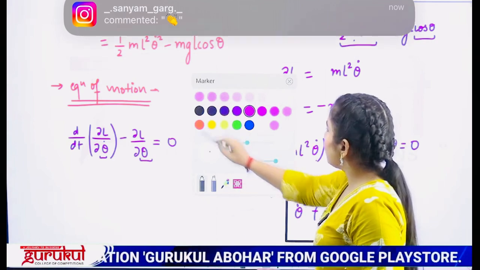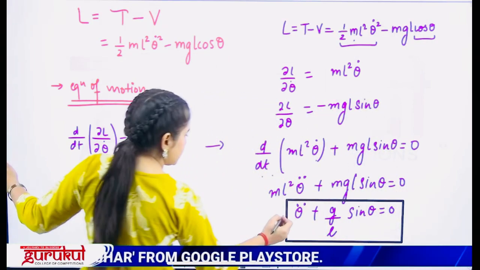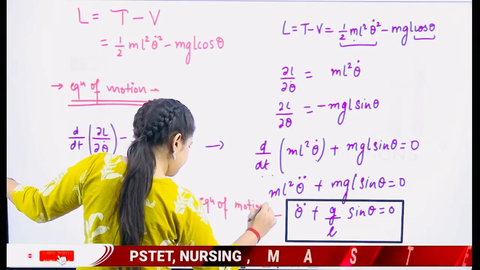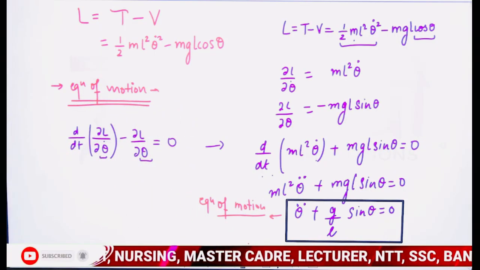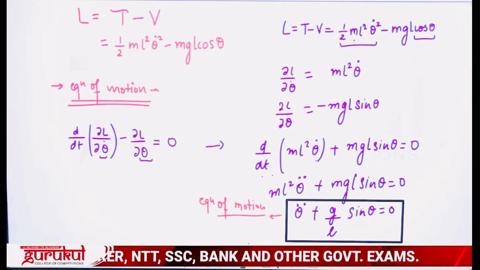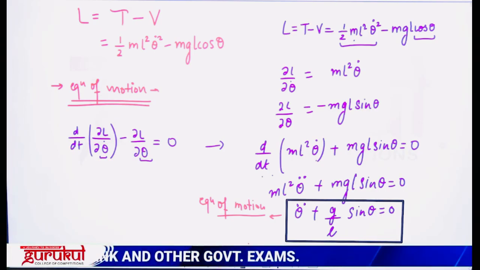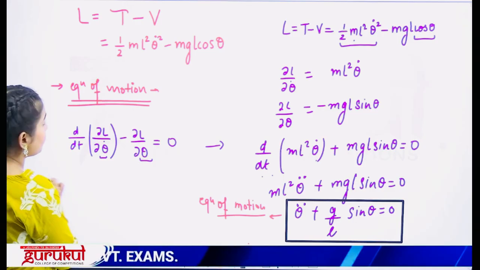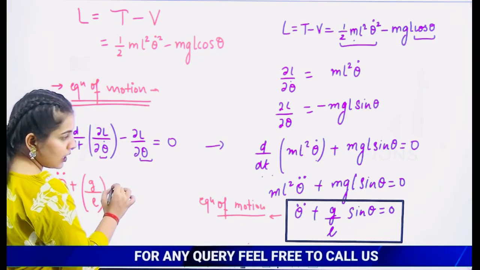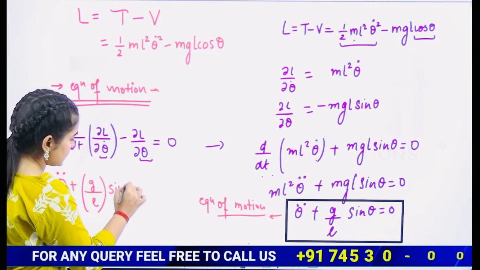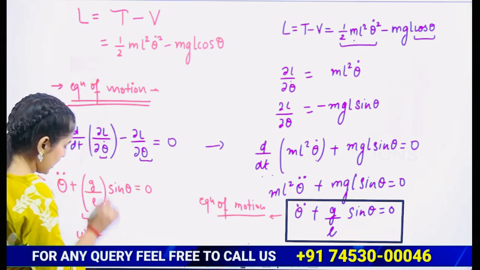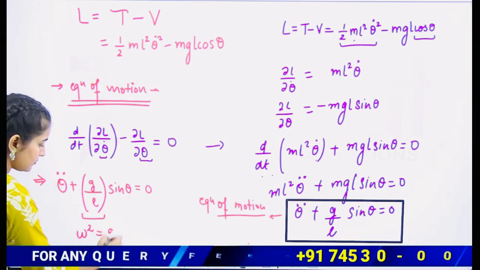This is my equation of motion for a simple pendulum. Clear? Is it okay for everyone? The equation of motion for a simple pendulum is theta double dot plus g by l sin theta is equal to 0, where this is nothing but your angular frequency, that is omega square is equal to g by l.